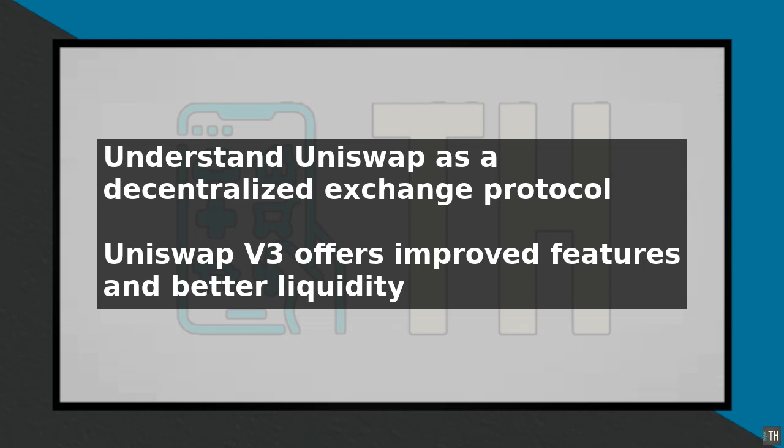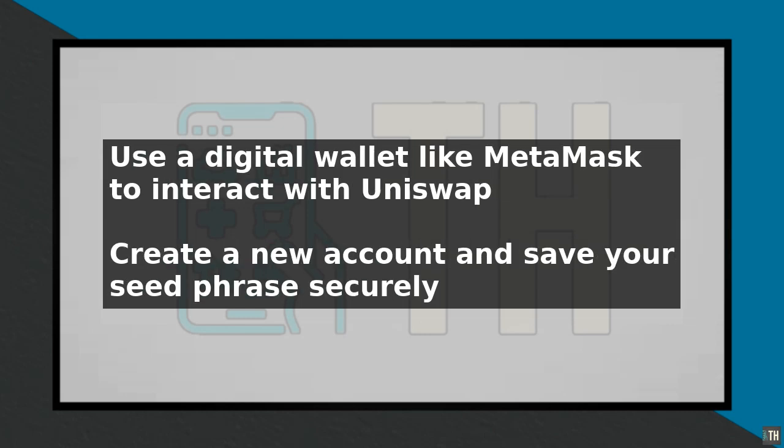First, you need to have a digital wallet that supports Ethereum, such as MetaMask, to interact with the Uniswap protocol. If you don't have one, download and install a digital wallet. Then create a new account and make sure to save your seed phrase securely.